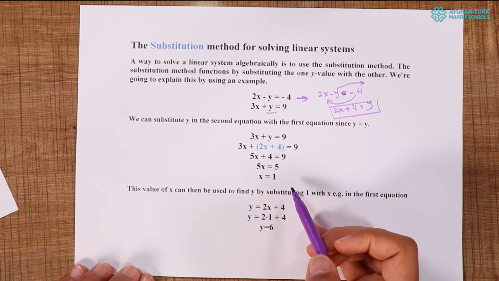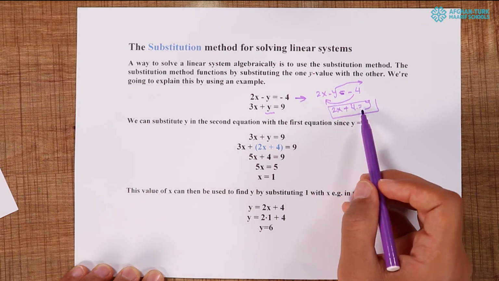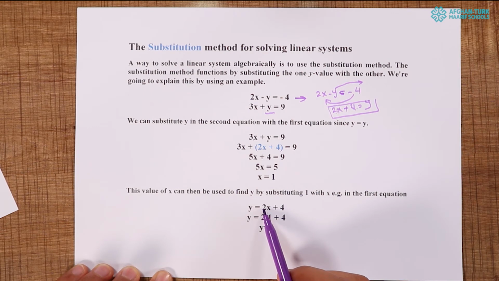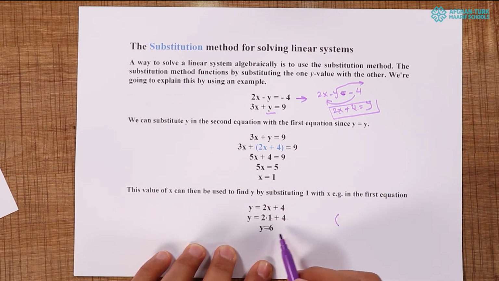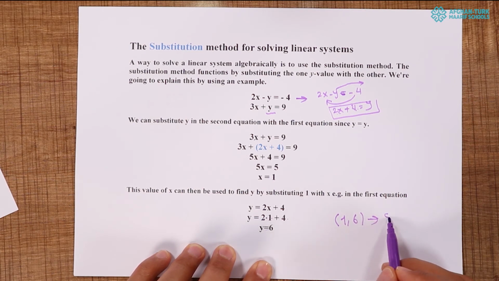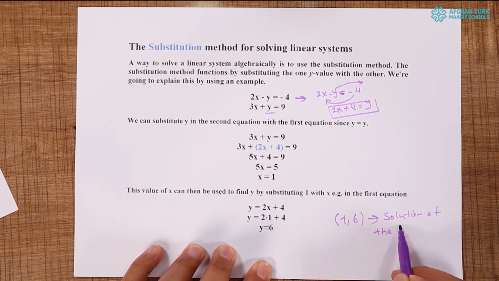And also we are going to substitute the value of x into the equation to find y. Y is equal to 2x plus 4. What was x? X is 1. So 2 times 1 plus 4 is equal to 6. So the solution of this linear system is what? What was x? 1. What was y? 6. This is the solution of the linear system above.